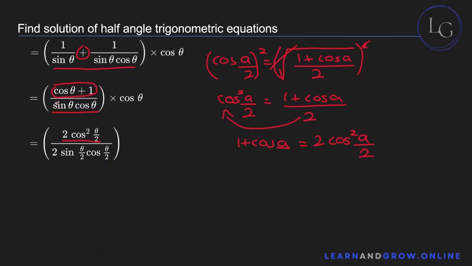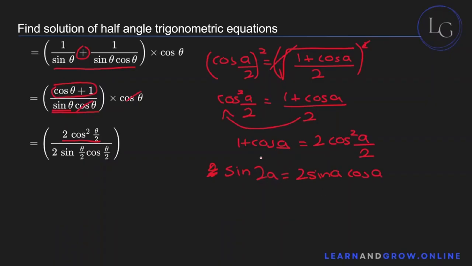And now what do you do with the denominator? Well, first you cancel out this cos theta and this cos theta. Okay, so you're just left with sine theta, but we need half angles over here, not full angles. So we need theta by 2. So how do you convert sine theta into theta by 2? Well, you know the double angle identity that says that sine 2a is equal to 2 sine a cos a, right?